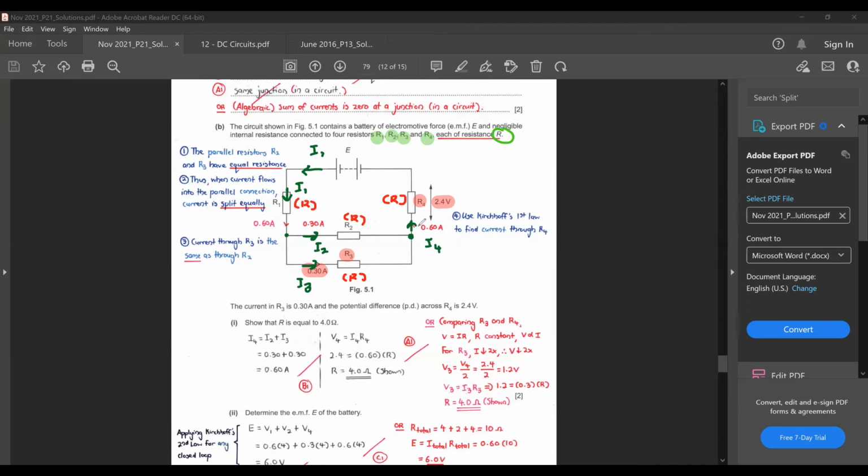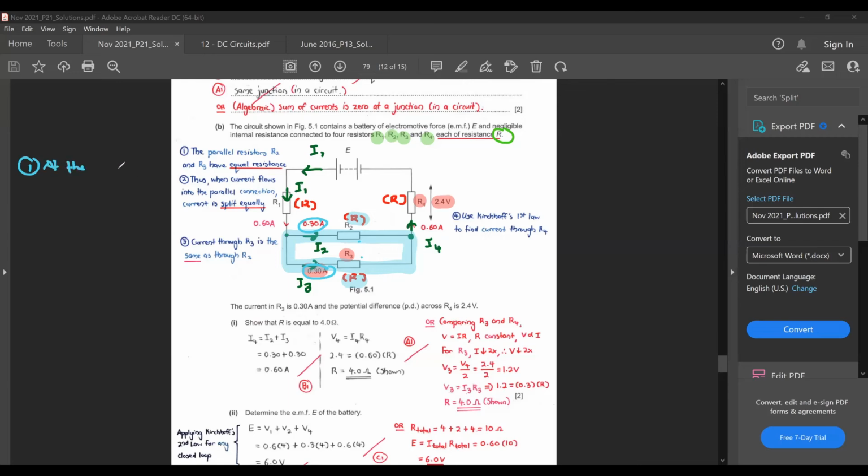What you can see here is that this part is a parallel connection, and for the parallel connection, each path has the same resistance. Because each path has the same resistance, it follows that the current must be splitting up equally. So if this one is 0.3 amps, this one must also be 0.3 amps. You can just mention that.